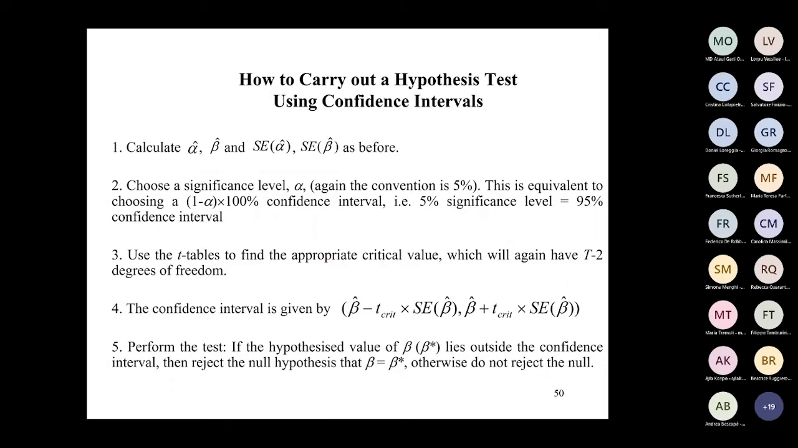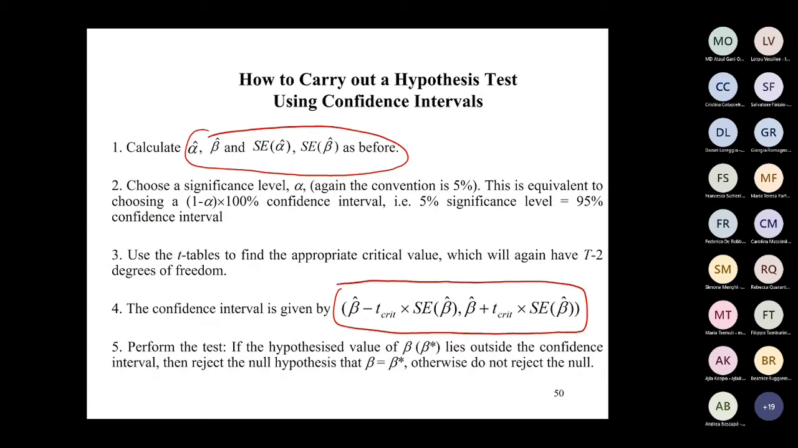You're going to calculate alpha hat, beta hat, and the standard errors. You choose the level of significance, for example 5%, and the confidence interval is beta hat minus this product, beta hat plus this product.